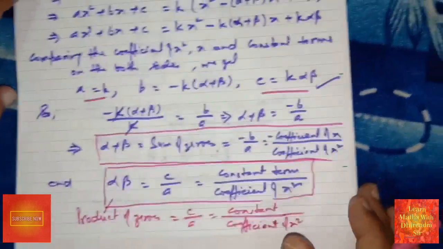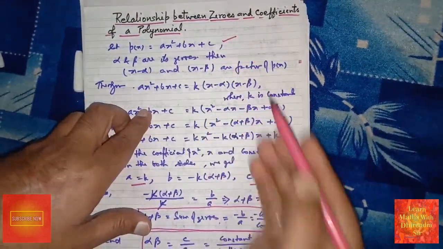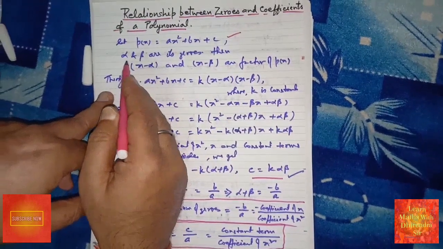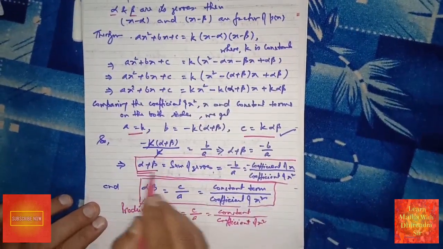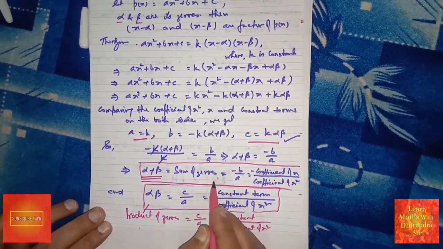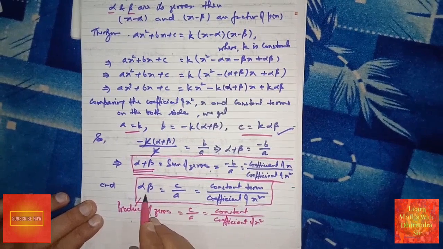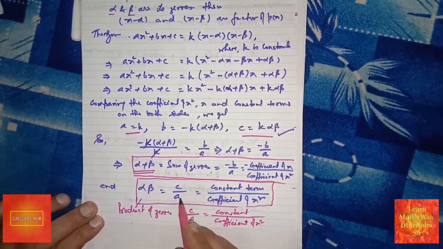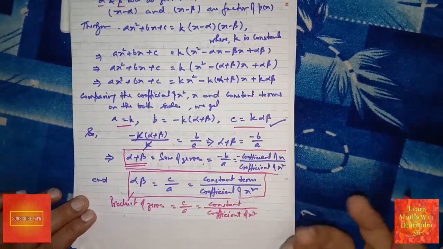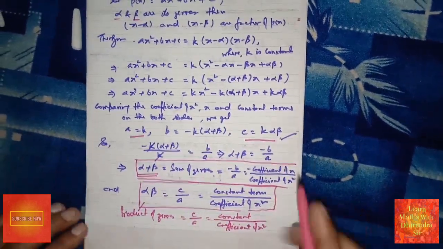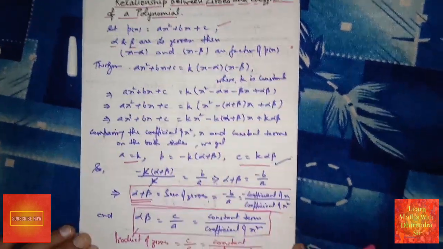So once again I repeat it. When a quadratic polynomial is ax square plus bx plus c and its zeros are alpha and beta, then you got two results. Alpha plus beta, the sum of the zeros, equal to minus b upon a, and product of zeros alpha into beta equal to c upon a, means constant upon coefficient of x square. We will use this to prove further questions. That is the relation between zeros and their coefficients.